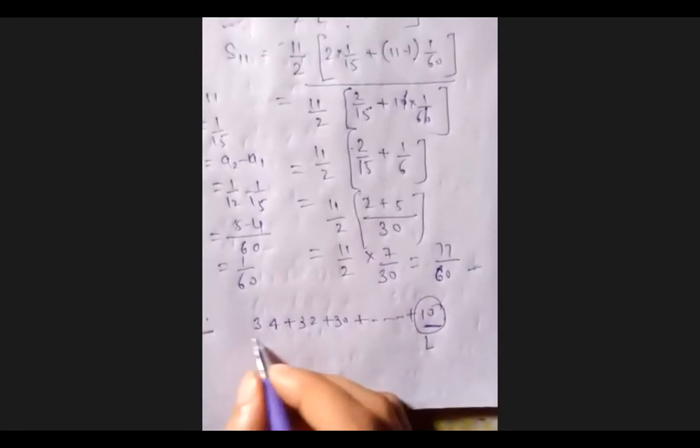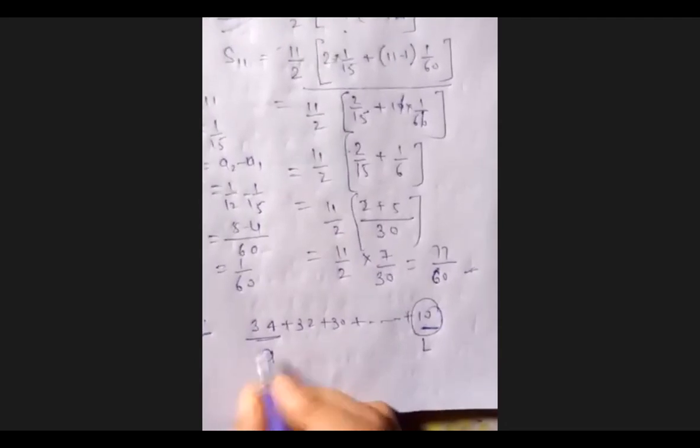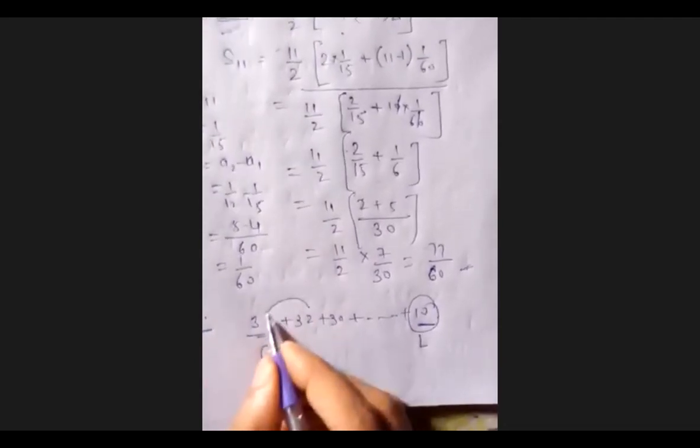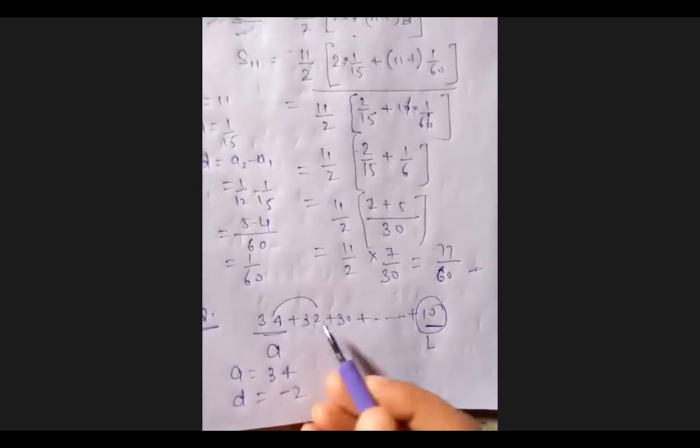What is your a? a is 34. And what is your common difference? Tell me please. Minus 2, exactly. 30 minus 32, that is minus 2 you will get. 32 minus 34, again you will get minus 2. So your common difference is minus 2.